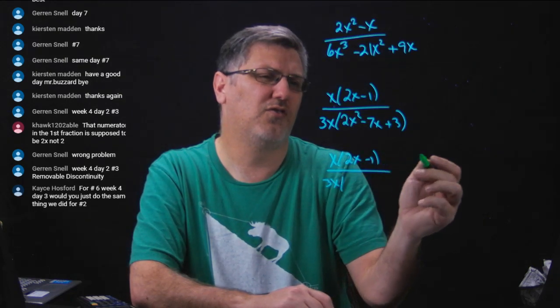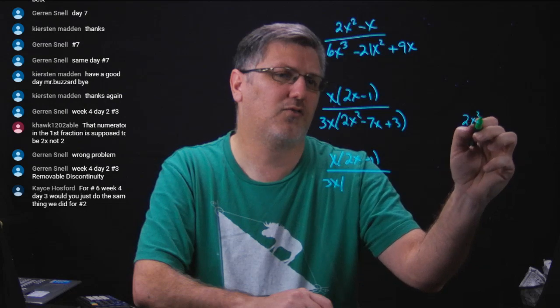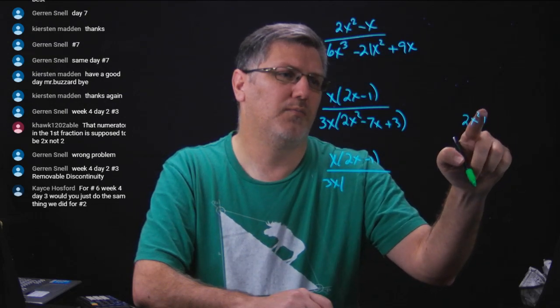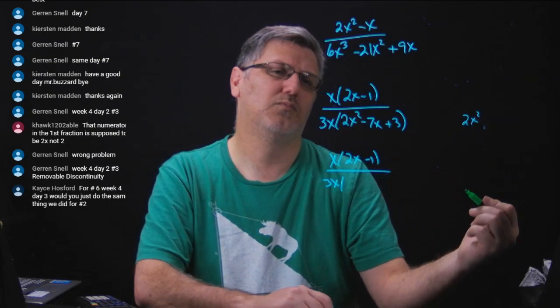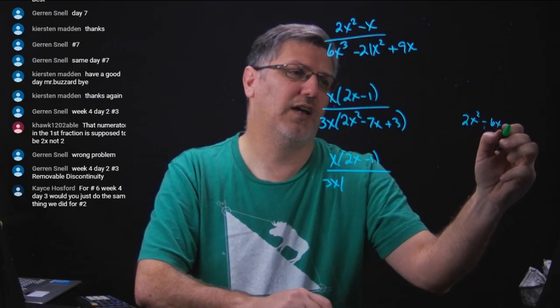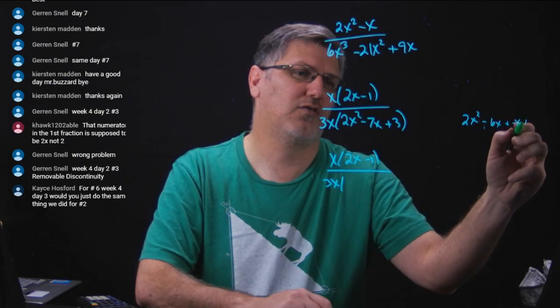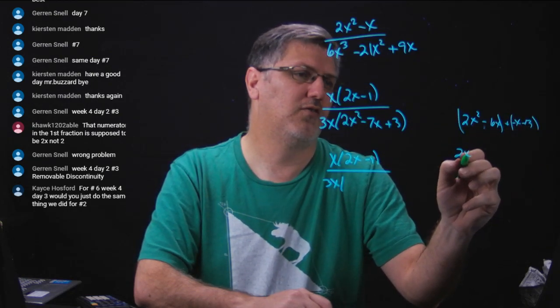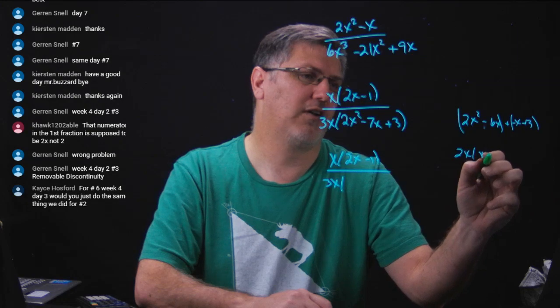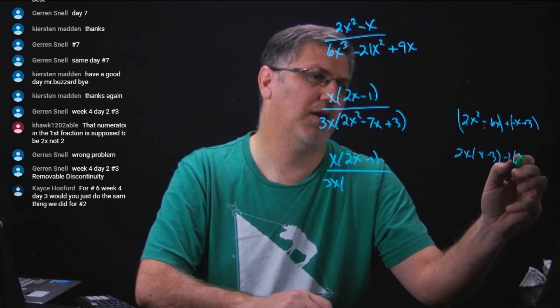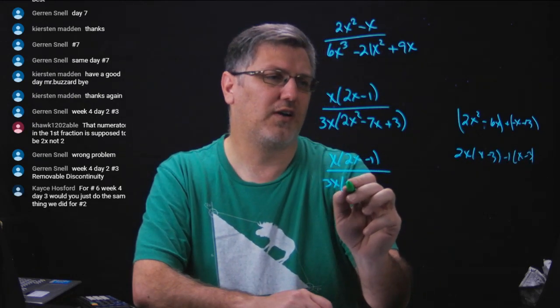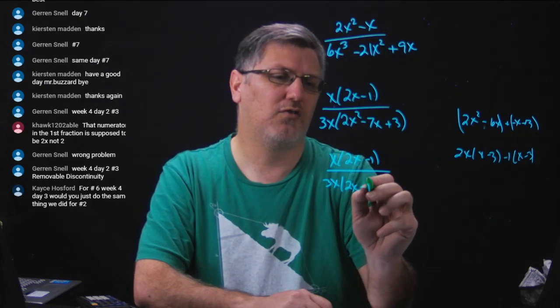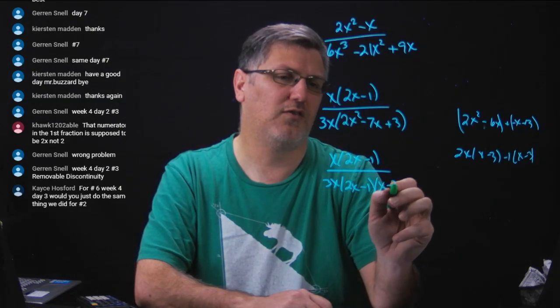this factors to, let's see, I have 2x squared minus 6x plus a negative x plus 3. This gives me a 2x, and this leaves me with an x minus 3, minus 1, x minus 3. So this factors to 2x minus 1 and x minus 3.